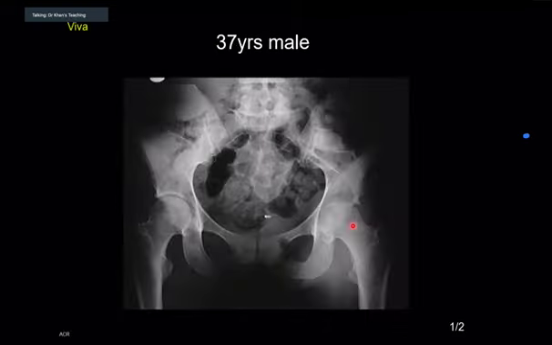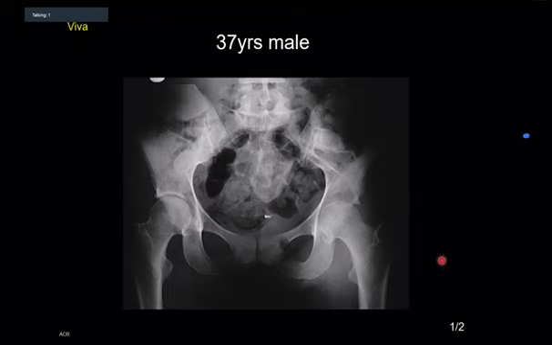Okay, candidate one, once again your case. So this is not pediatric, 37 years old. Frontal. Skeletally mature 37-year-old male patient. So there doesn't appear to be any bony injury or fracture.